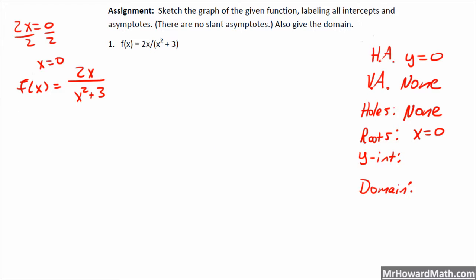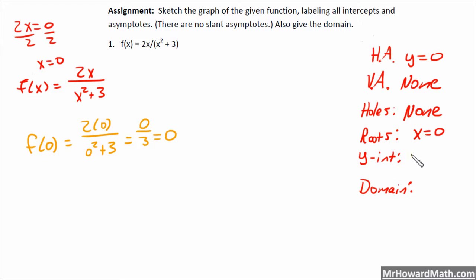Y-intercept, all right, well, the y-intercept always occurs when x is 0, so we evaluate f of 0. That would be 2 times 0 over 0 squared plus 3. So that would be 2 times 0, which is 0, over 3, which is just 0. So the y-intercept is 0.